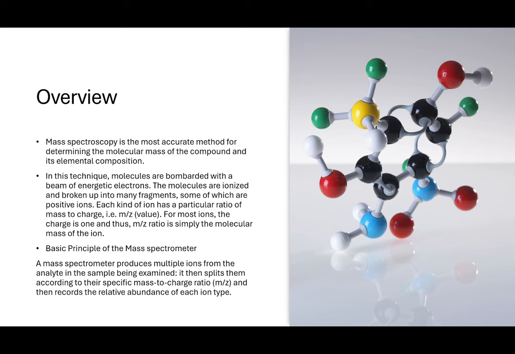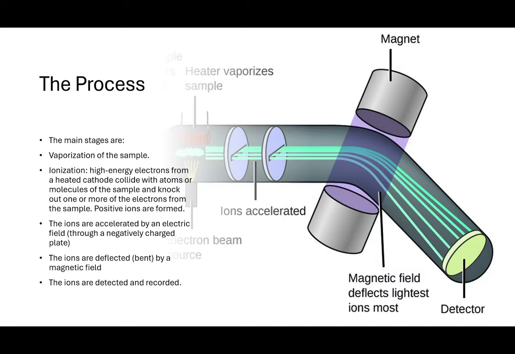Basically, the basic principle of mass spectrometry is that it produces multiple ions from the analyte in the sample being examined. It then splits them according to their specific mass to charge ratio, and then records the relative abundance of each ion type. That's what it's doing. It takes something, chops it up, and then we read and record the mass of each of those fragments.